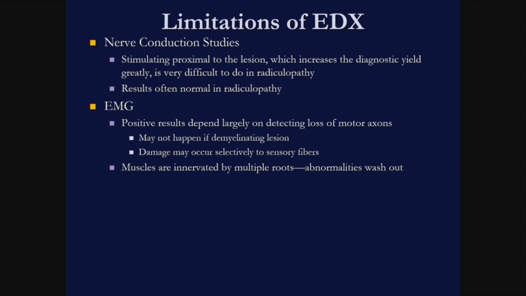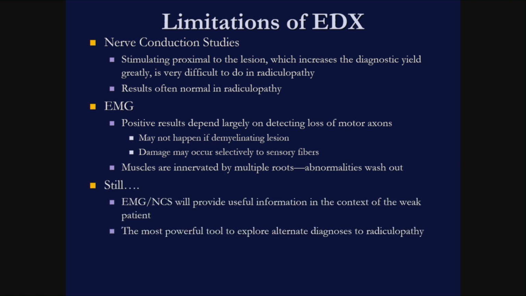EMG can be helpful, but remember that you really need a disease process that's hitting the motor axons. If it's just affecting the sensory portion of the nerve root, then you won't really see anything. And if it's a demyelinating lesion, you may not see much. You won't see fibs, for example.